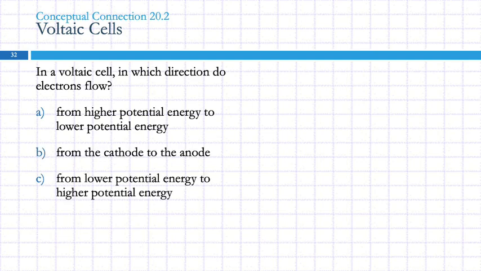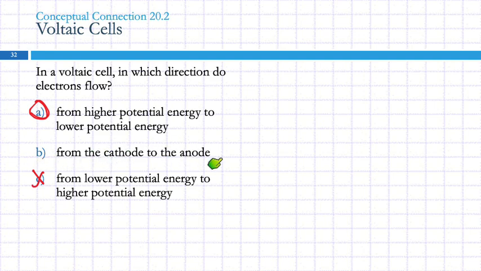So in a voltaic cell, in which direction do electrons flow? From high potential energy to low potential energy, from the cathode to the anode, or from low potential energy to higher potential energy? Yeah, it's going to be A. So just choosing between A and B, we can kind of just use some common sense, right? Things go from high potential energy to low potential energy. So this is sounding good. This sounds like opposite, right? So that one's not good.